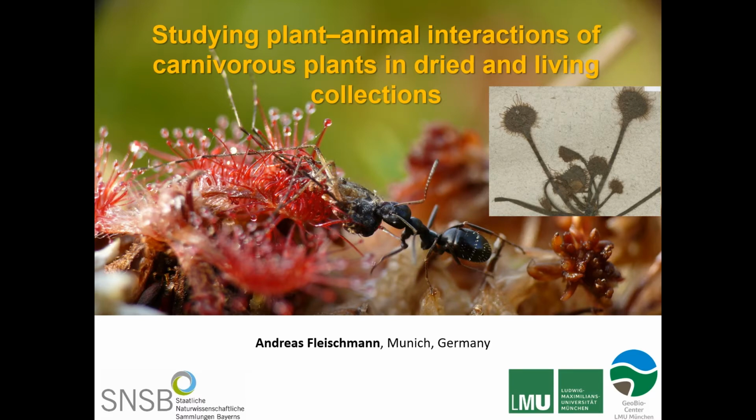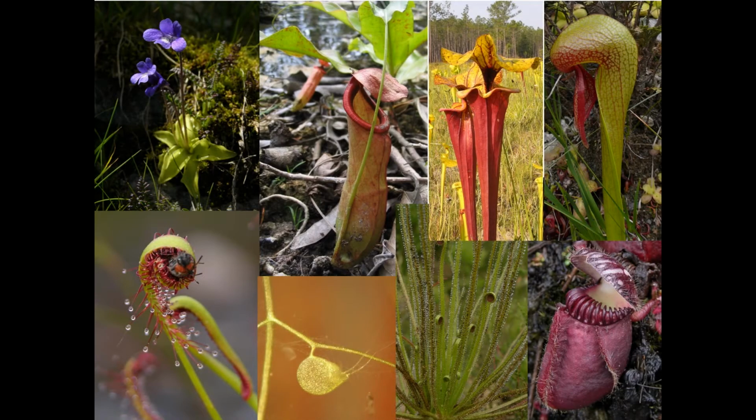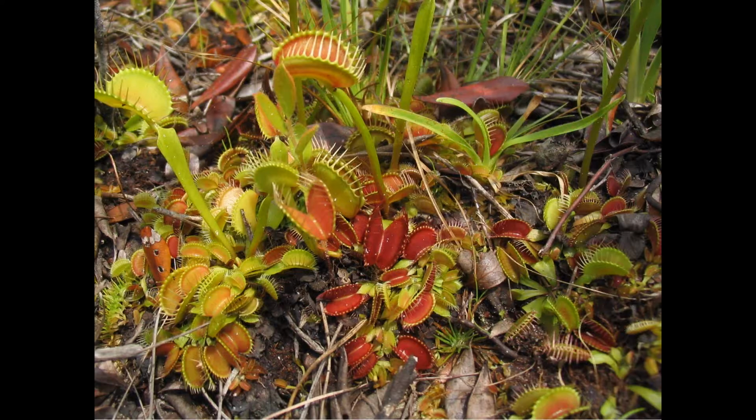So if you want to study the plant-animal interactions of carnivorous plants, we can do this also in dried and living collections, and I want to show you some examples for these. Carnivorous plants evolved in about 860 different species with the various trap types comprising sticky traps or the very advanced suction traps, the rather straightforward pitcher traps, and a lot of different diversity.